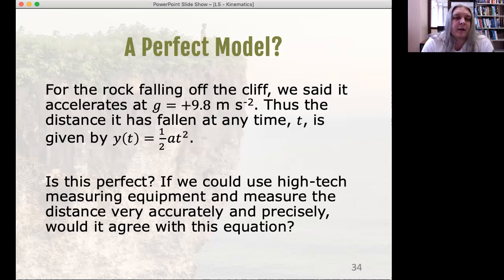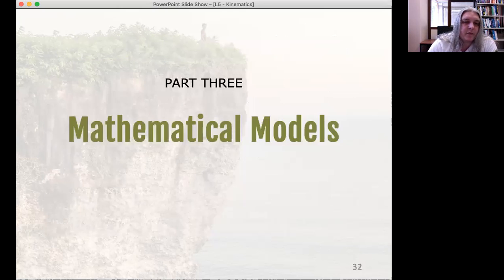For the rock falling off the cliff, we said it accelerates at 9.8 meters per second squared in the positive direction. So you could actually put that at any time t, the position y as a function of t is a half times a t squared. So remember, I'll just go back a couple of slides again.